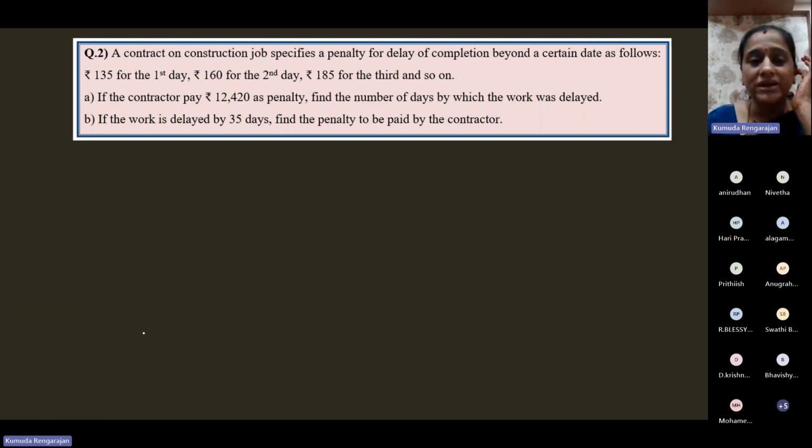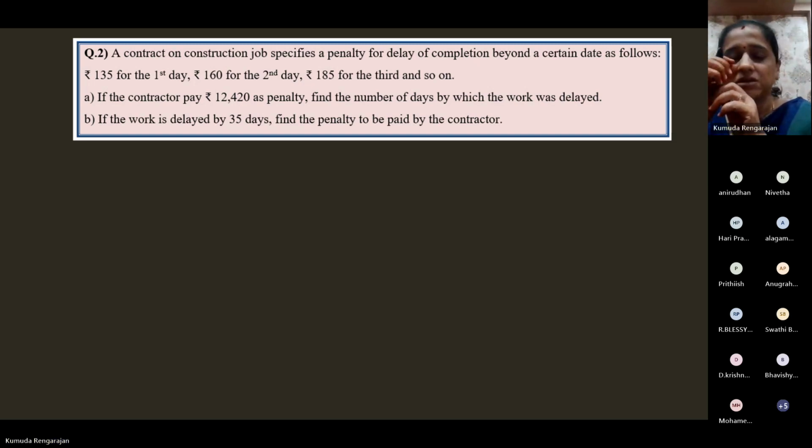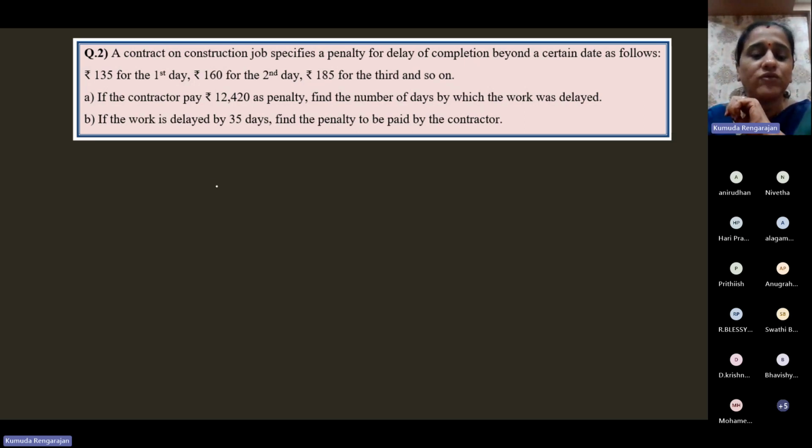So if the contractor pays 12,420 as penalty, find the number of days by which the work was delayed. So 12,420, is it a particular term of the AP, or does it represent the sum of the first n terms of the AP? That is what we have to understand. How did we find the penalty for 3 days? We found A1 plus A2 plus A3.